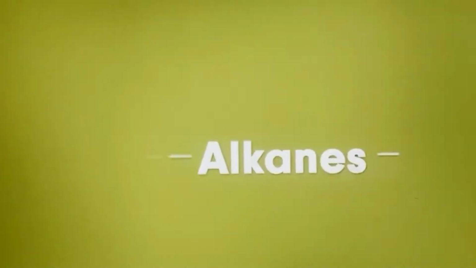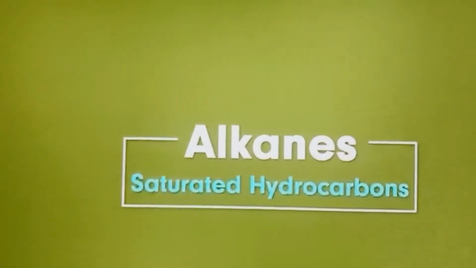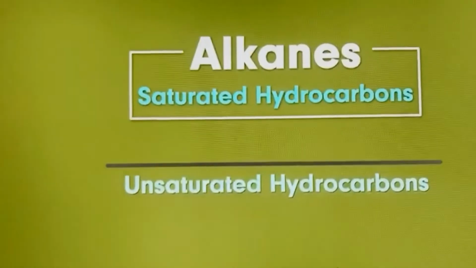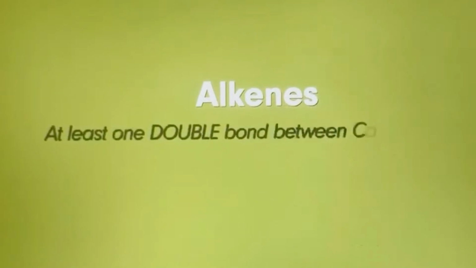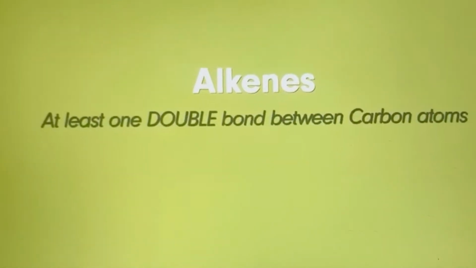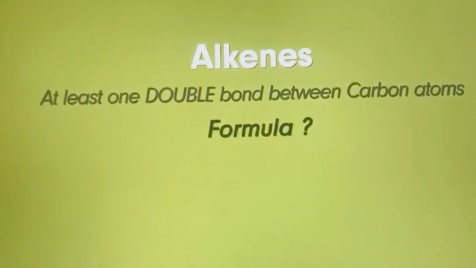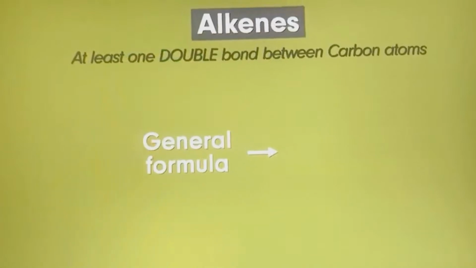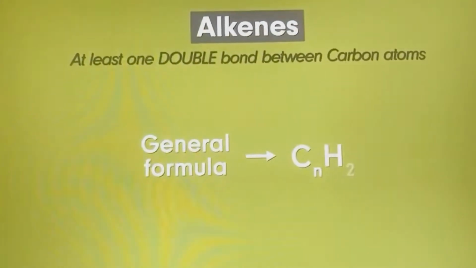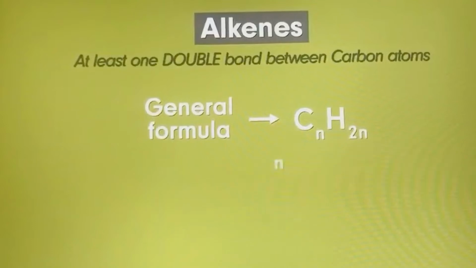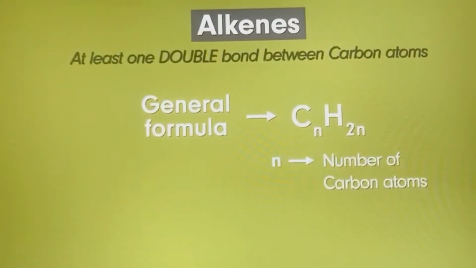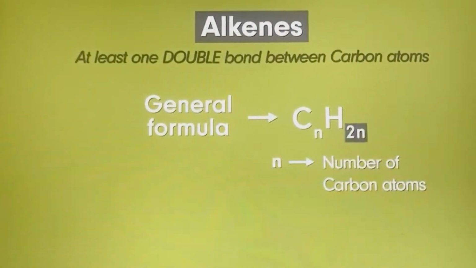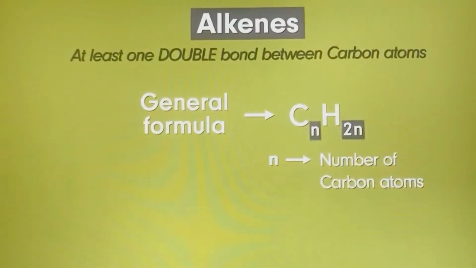After learning about the alkanes, which are the saturated hydrocarbons, it's time for us to know the unsaturated type of hydrocarbons. The first family is that of alkenes. These are the ones having at least one double bond between the carbon atoms. Now, is there a formula to represent these as well? Yes, just like alkanes, even alkenes are represented with a formula. It is CnH2n. Here as well, n stands for the number of carbon atoms. Thus, the number of hydrogen atoms in an alkene will be double the number of carbon atoms in it.